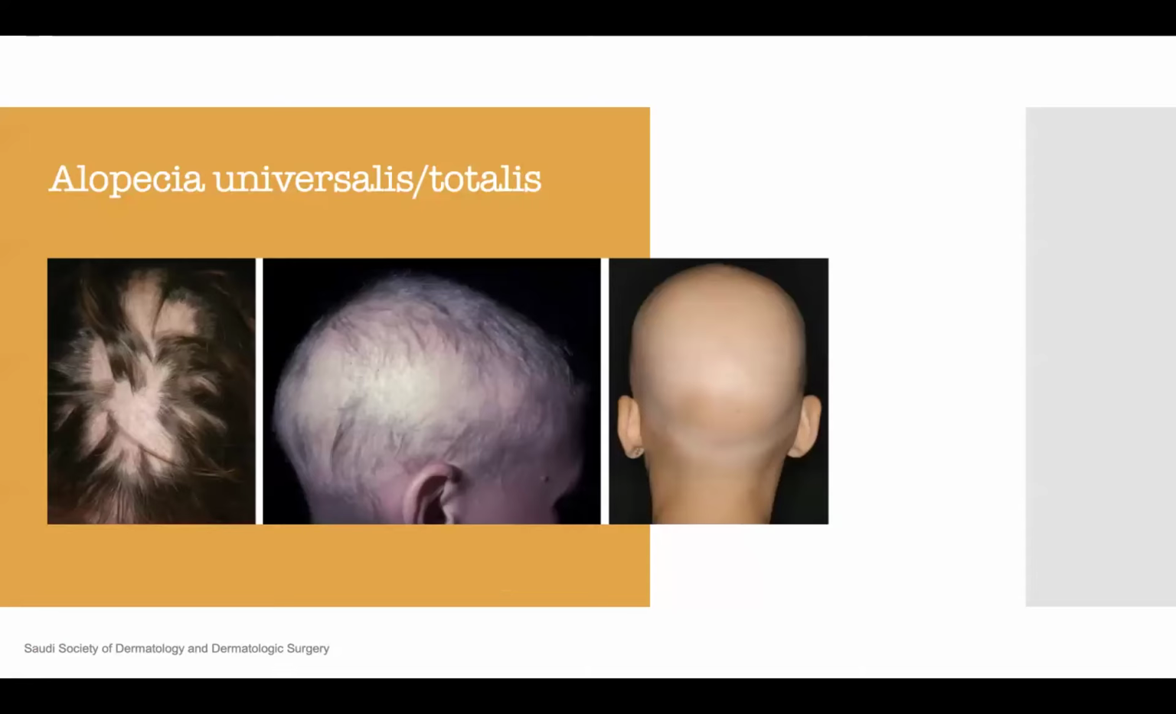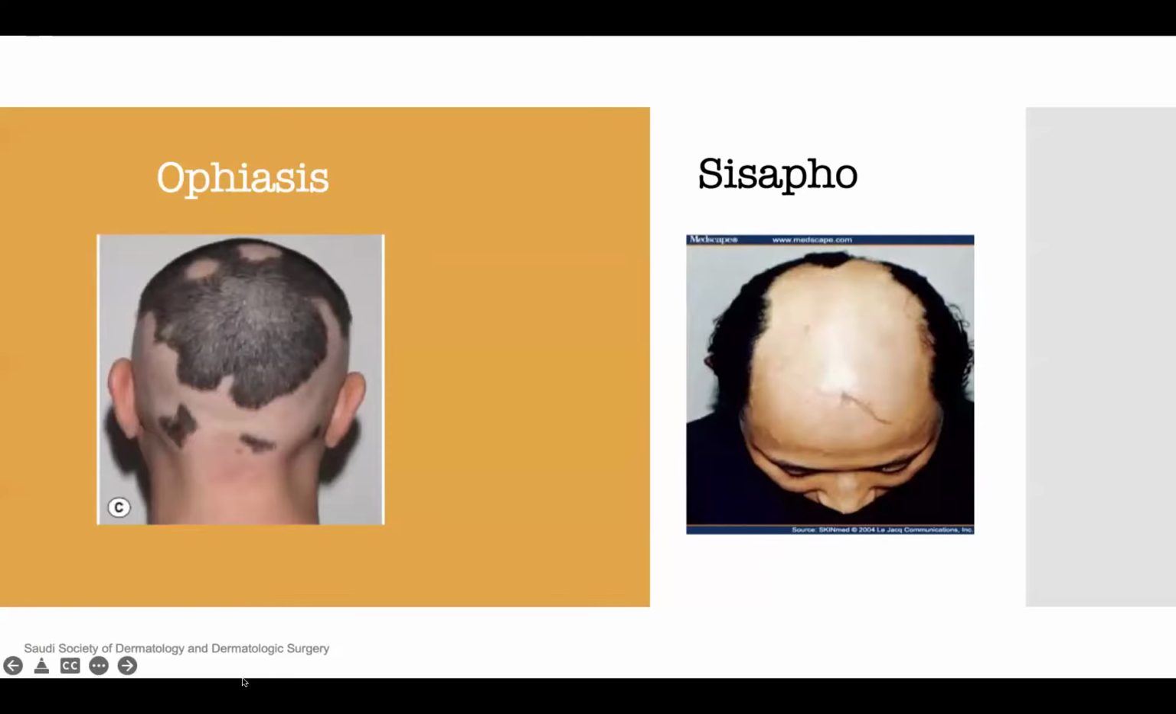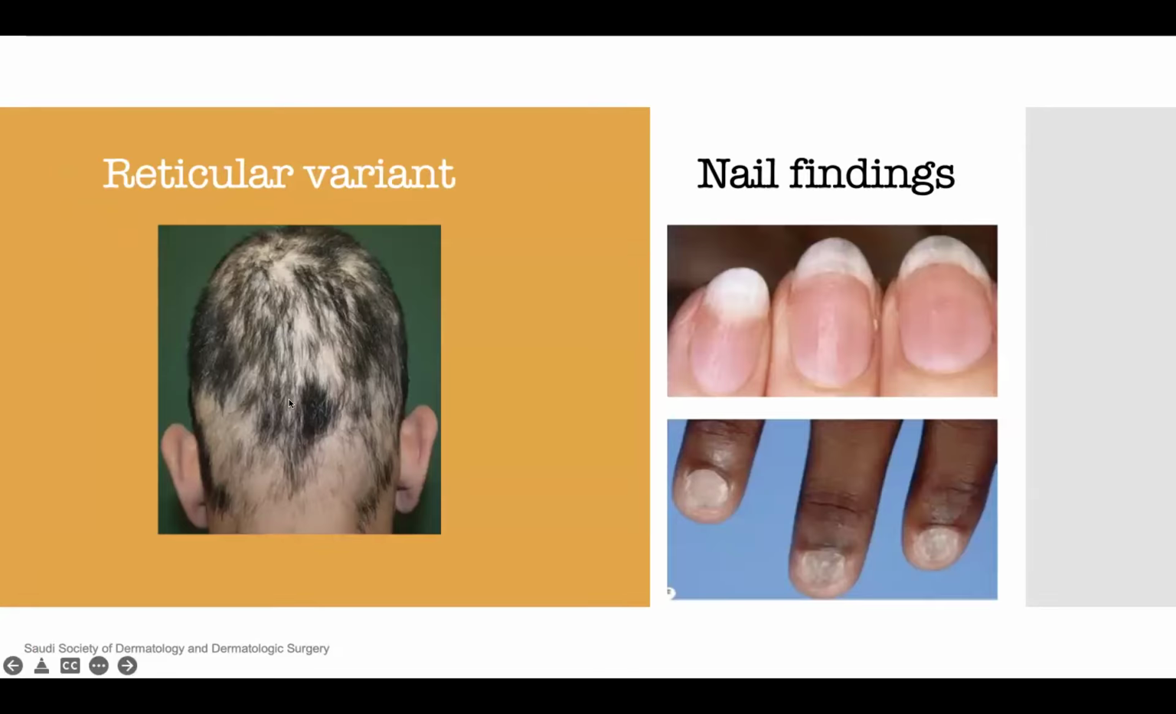This is alopecia universalis and totalis, complete loss of scalp and body hair. This is the ophiasis pattern, which is band-like, involving the occipital and temporal parts. Sisaipho is the opposite of ophiasis. It involves a band-like loss in the frontotemporal part and spares the occipital and temporal parts. This is the reticular variant, areas of alopecia while the old areas have hair regrowth. Nail findings such as nail pitting and trachyonychia.